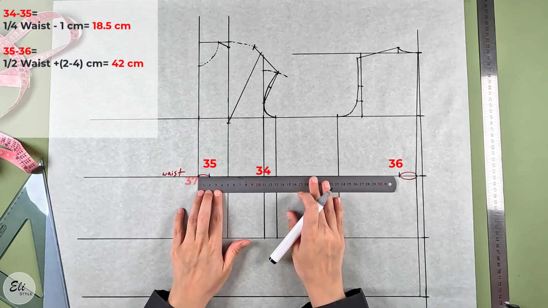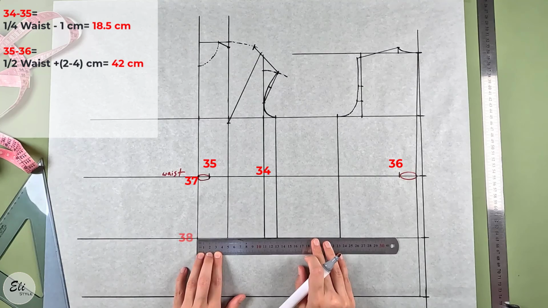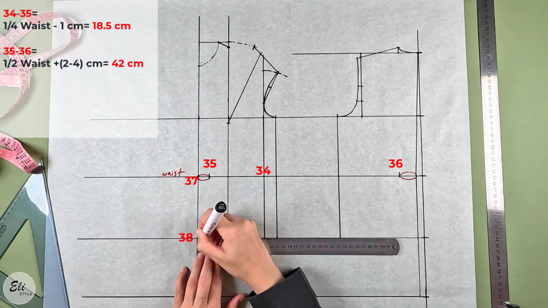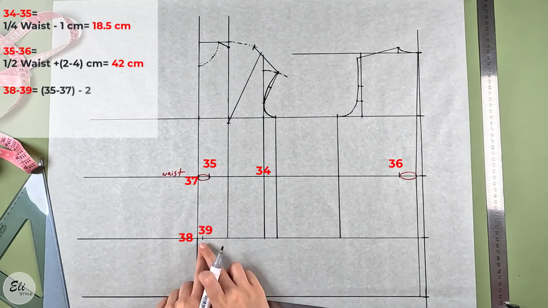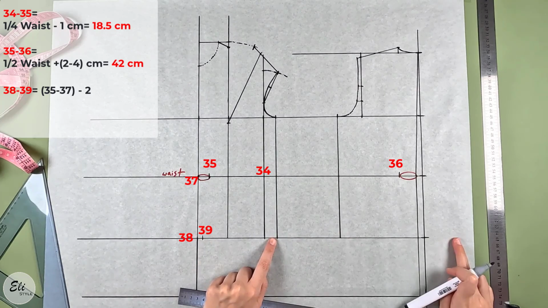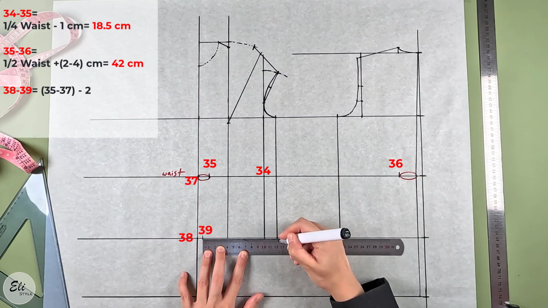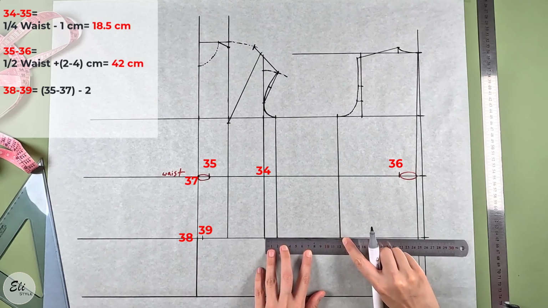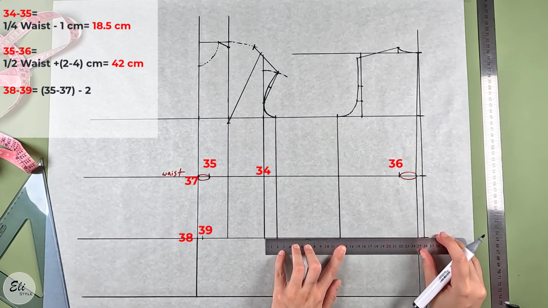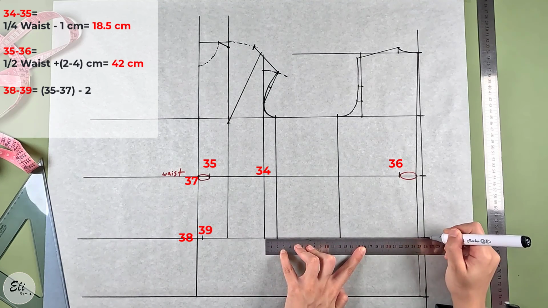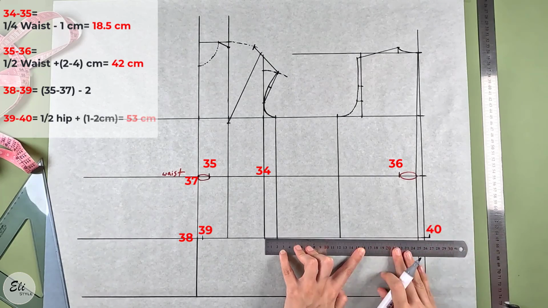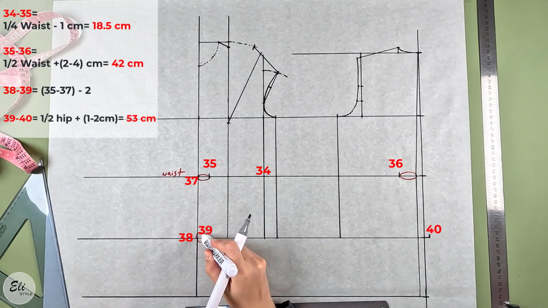Subtract 2 cm from the distance between points 35 to 37 and mark it on the hip line. Then measure half the hip circumference plus 1 to 2 cm from point 39. This amount usually crosses point 7, meaning that you fall short by this amount on the hip line. Note that the distance between the front and back patterns is not included in this measurement.